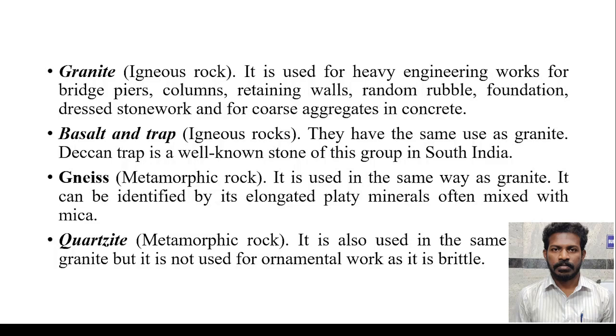Next one is basalt. It is also a type of igneous rock. It works the same as granite, which means it is durable and has a crystalline structure. Next is gneiss rock. It is an example of metamorphic rocks because of plenty of minerals mixed with mica.